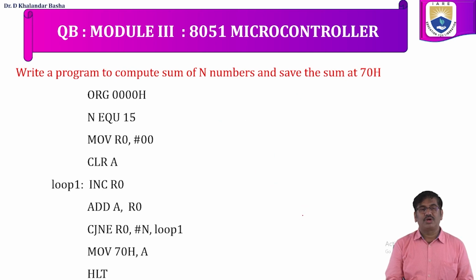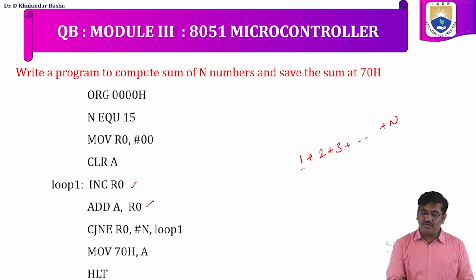Next, write a program to compute the sum of n numbers and save the sum into 70H. Here the number of entities is 15. We load the initial sum into R0. We will clear the accumulator. As we want to compute 1 plus 2 plus 3 plus 4 and so on until n, first we increment R0, because 1 is what we are going to add. Then ADD A, R0.